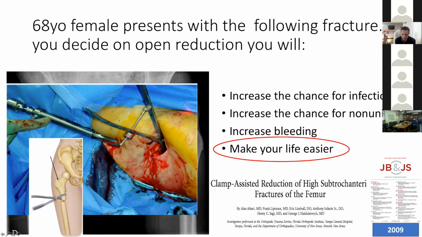But most important, there was no increase in non-union. And you can see this is a very modest opening. It's not like a huge stripping of the soft tissues, but just doing the open reduction simply makes your life easier. It's much easier to get a good reduction, not to fall into varus, and get a good outcome with this opening. So most of us, myself included, will just go to this maneuver right off the bat if you have a significant displacement in a subtroch fracture.